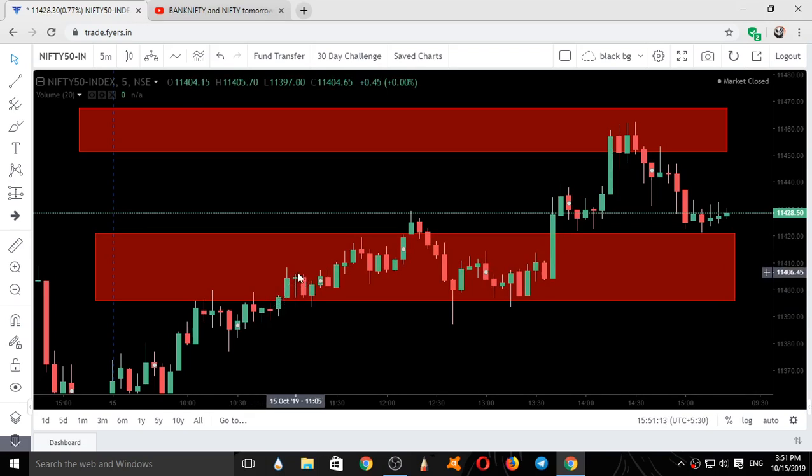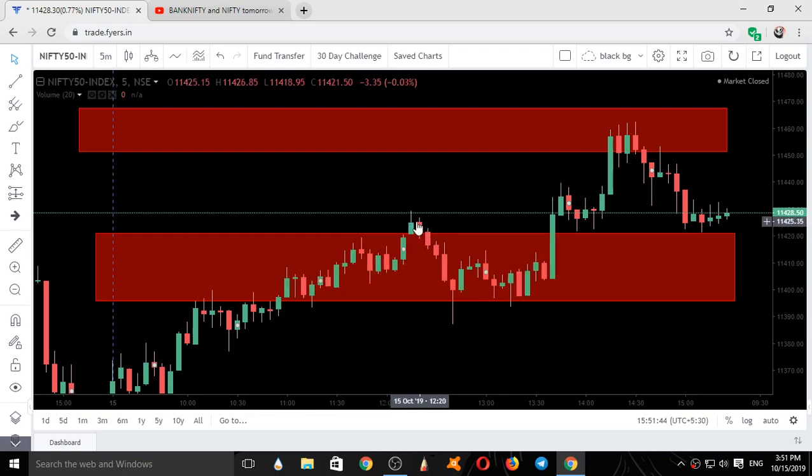It took support again. When it came down, it took support from the lower end of the supply area, I mean resistance area, and went up. It went higher till the upper end of the resistance area, and it came back. It closed above, but the closing was not so good.